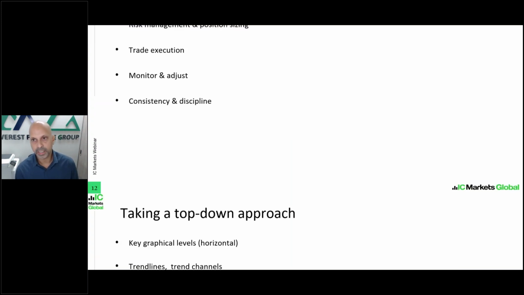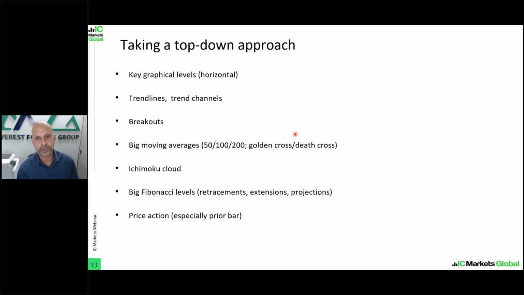Okay, so taking a top-down approach, what are we looking for? We're looking for key graphical levels, horizontal support levels, horizontal resistance levels. We're looking for key trend lines and trend channels, bullish channels, bearish channels, ascending trend lines, descending trend lines. We could look out for potential breakout levels. Also look at moving averages.